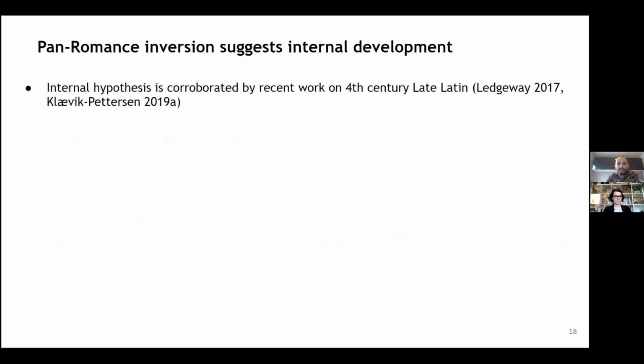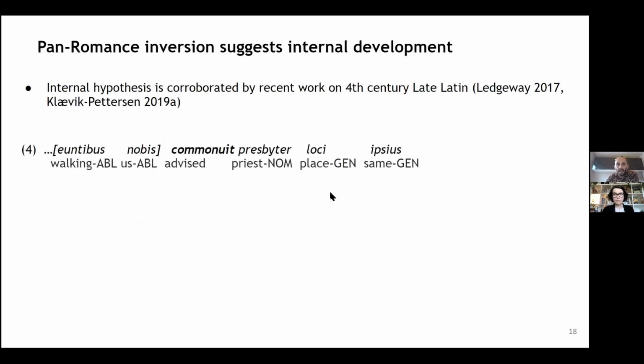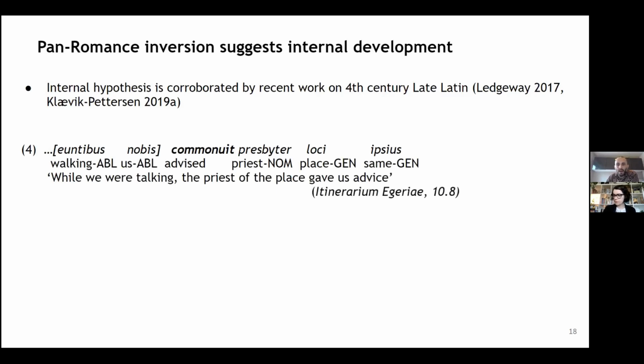So pan-Romance inversion suggests internal development in the family, right? And this hypothesis is corroborated by recent work on 1st century late Latin by myself and Ledgeway. Looked at the same text. And you find lots of inversion structures in the Itinerarium Egeriae, for instance.